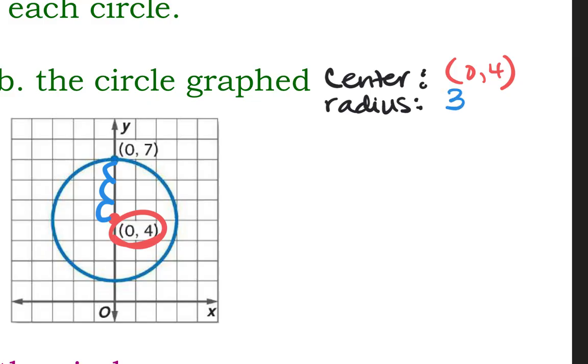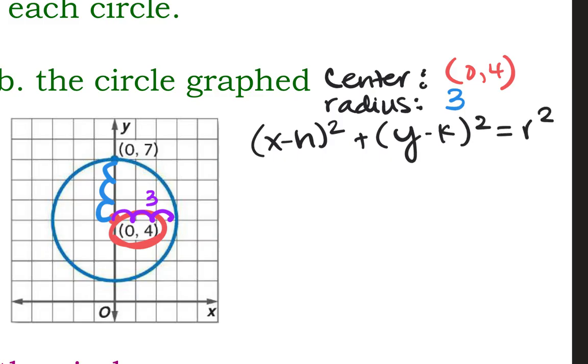Doesn't matter. If I wanted to go right instead, I'd count 1, 2, 3, which would still be 3 units. Or down or to the left. All right, and then once you have this, we're going to write out the equation: (x minus h) squared plus (y minus k) squared equals r squared. All right. And then we plug everything in.